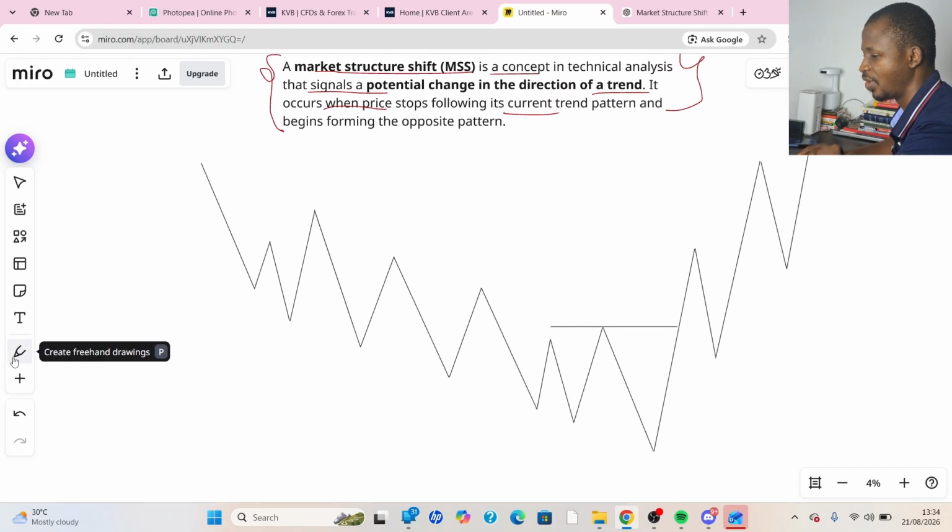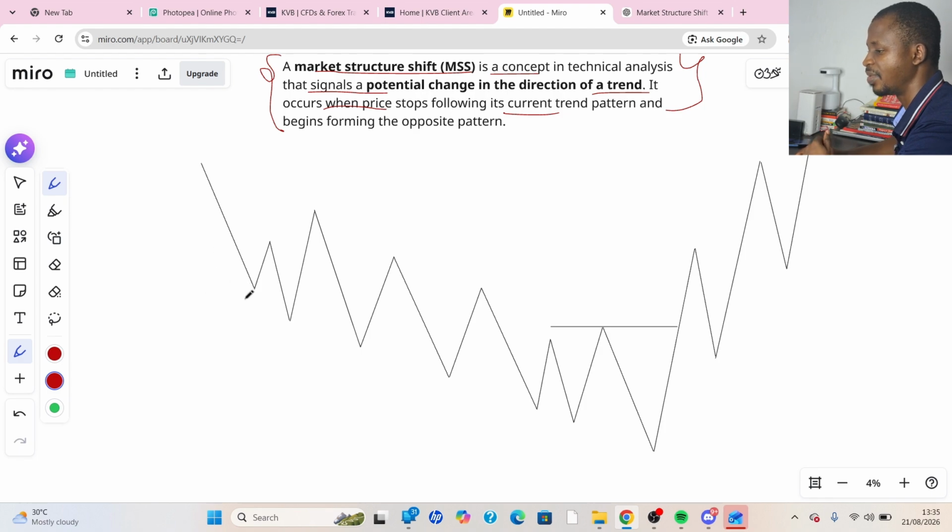For a typical downtrend, you will see the price performing a series of lower lows. You understand? In a downtrend like this, you see lower low, lower high. Lower low, lower high, continuously. That is how to know if a market is in a downtrend.